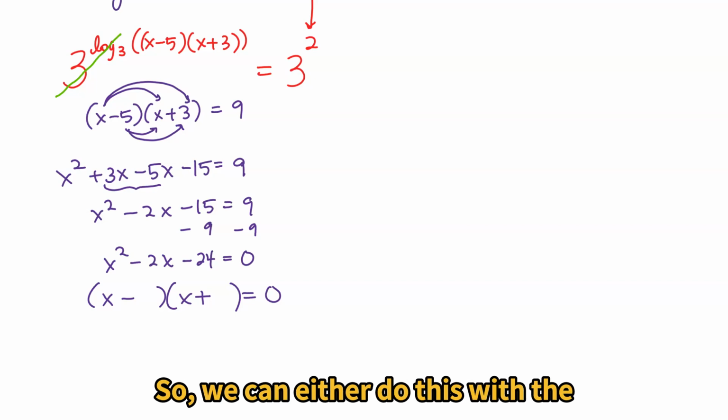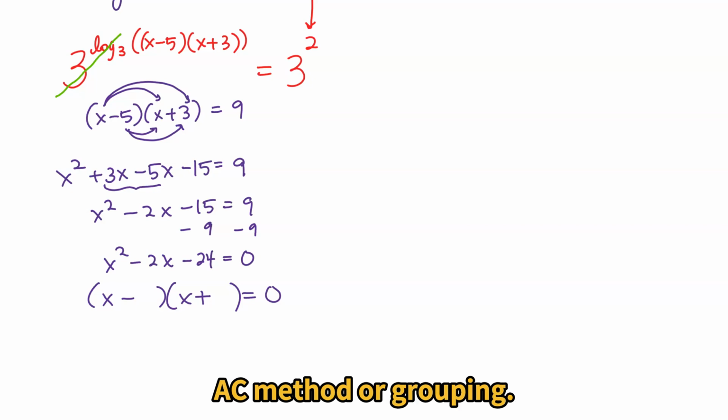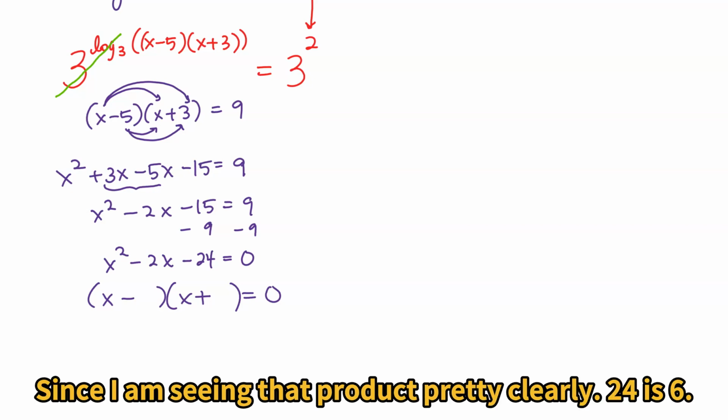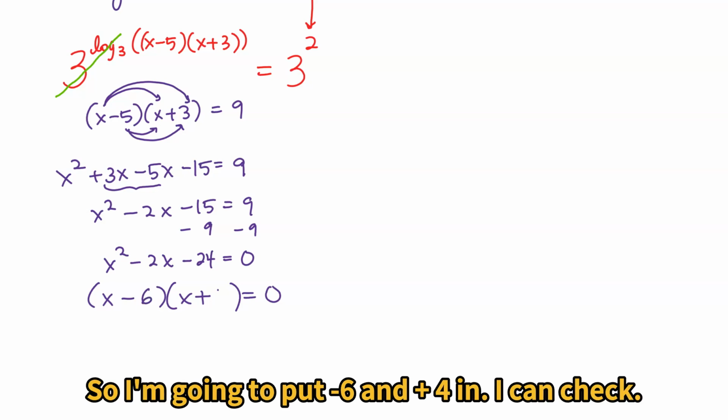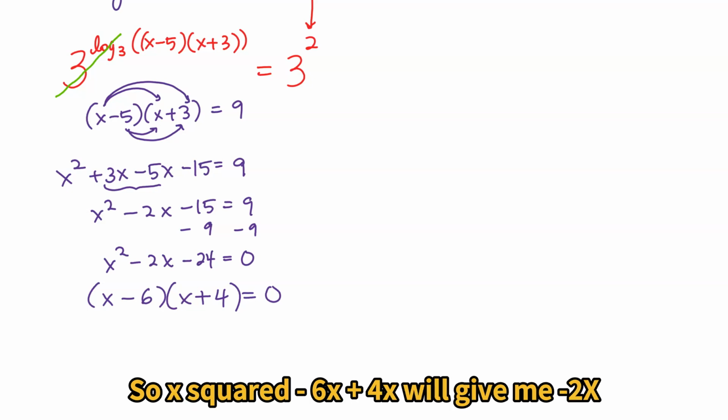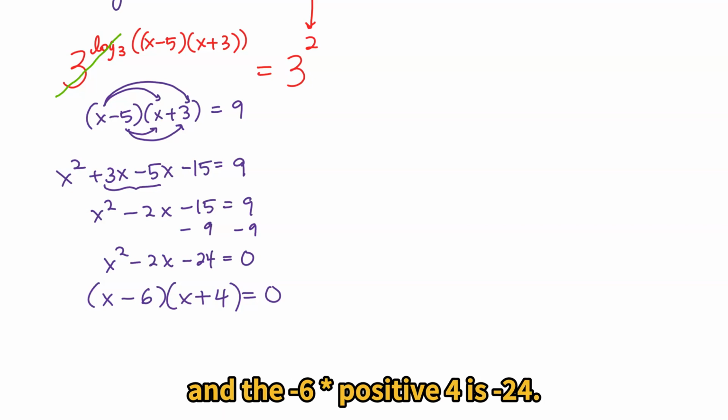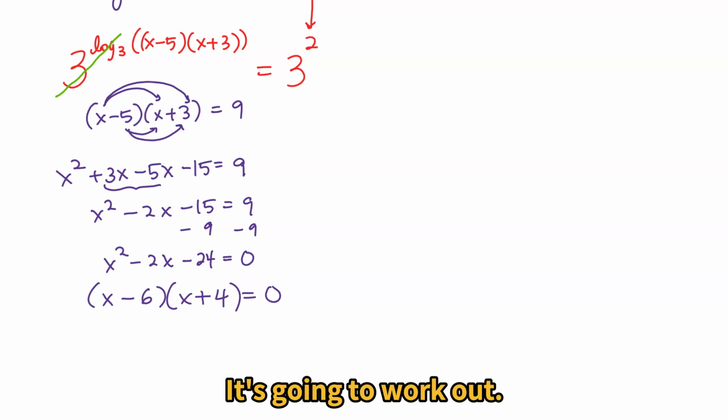So we can either do this with the AC method or grouping. Since I am seeing that product pretty clearly, 24 is 6 times 4, and 6 and 4 are 2 away. So I'm going to put minus 6 and plus 4 in. And I can check. So x squared minus 6x plus 4x will give me negative 2x, and then negative 6 times positive 4 is negative 24. It's going to work out.